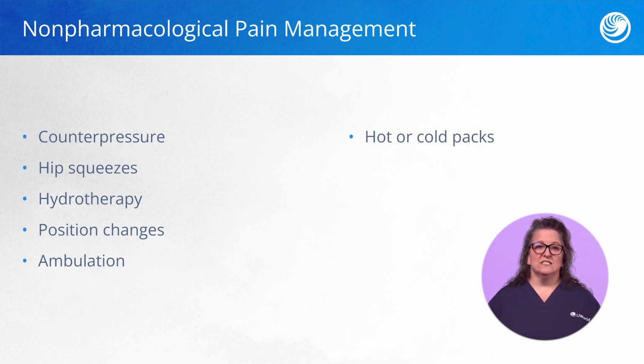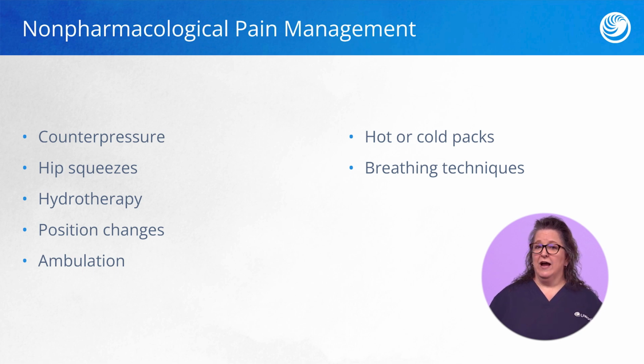Application of hot or cold compresses. Warm compresses to the back and perineal area, and maybe a cool washcloth to the forehead may be refreshing. Breathing techniques increase the pain threshold and can be used as a form of distraction and will help with oxygenation of the mother and the fetus.